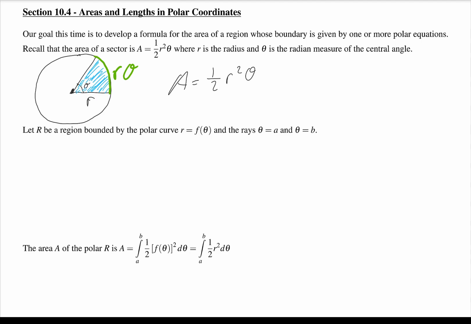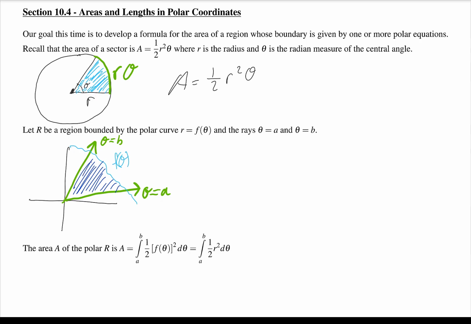So now imagine we have some rays theta equals a and theta equals b. It's going to be something like this. Here's theta equals a, and here's theta equals b. And suppose we have some polar curve r equals f of theta, something like this. Then what we're trying to find here is the area of this region. So this dark blue area, this is our region, capital R.